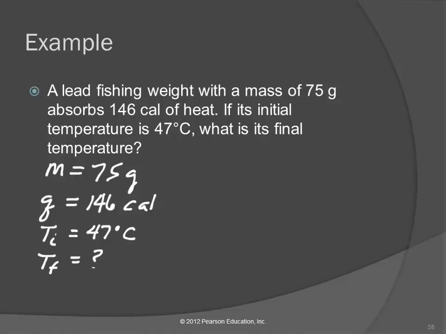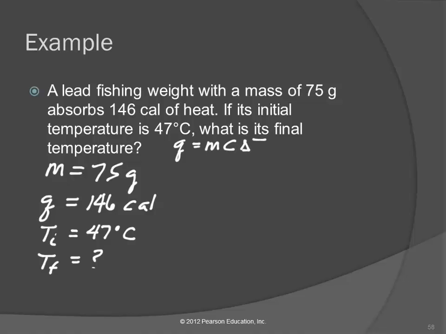So we identified all the numbers we had, which are things that were given to start with. We identified what we're trying to find, the final temperature, and now we need to figure out how we're going to do that. Well, the equation that we have is Q equals mc delta T.